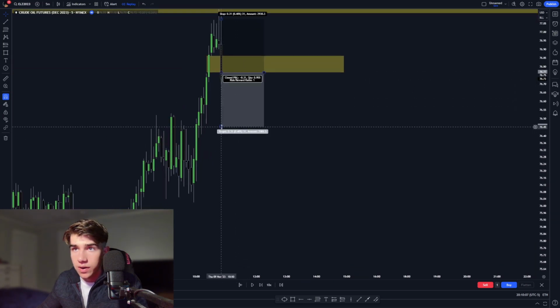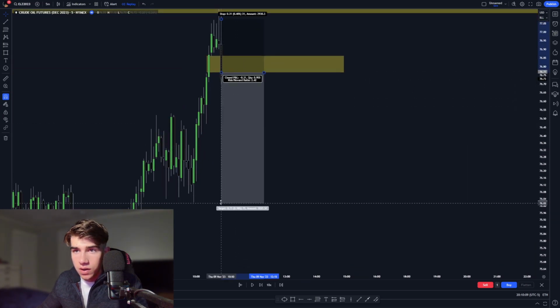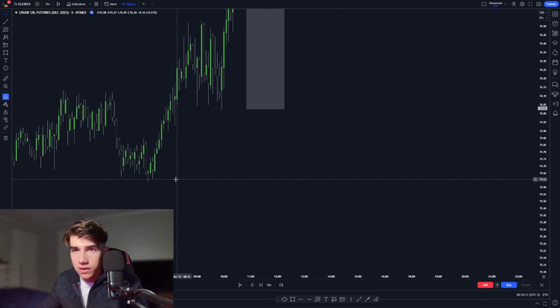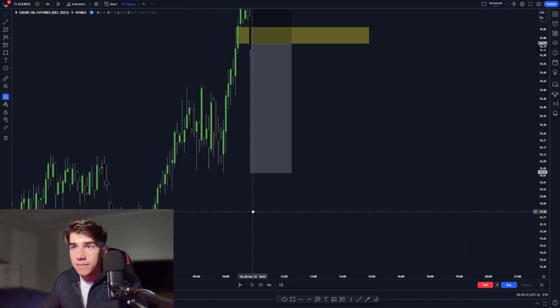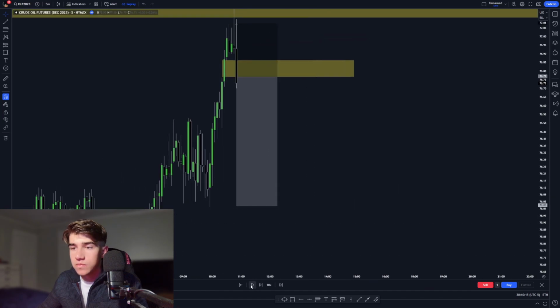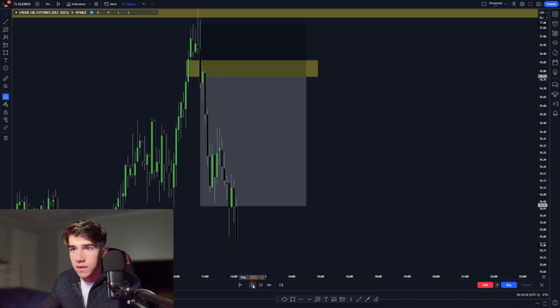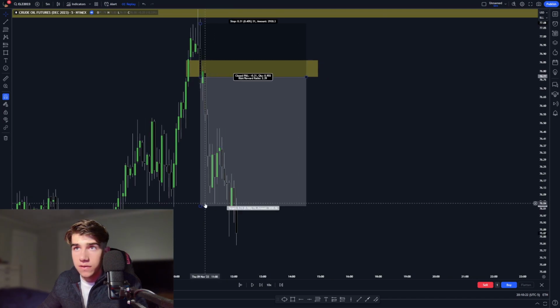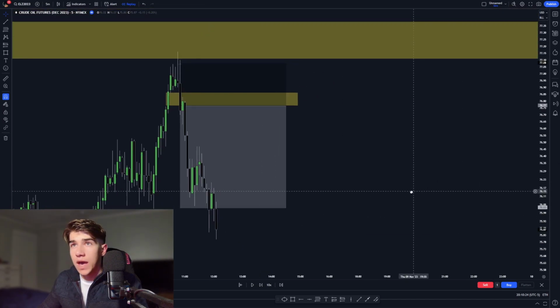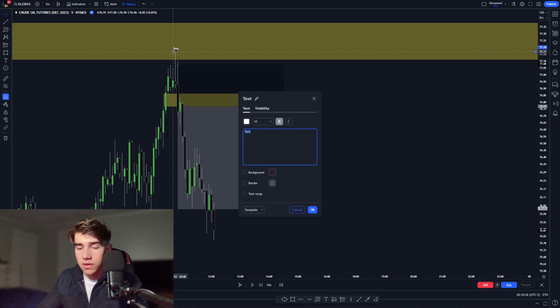okay? Targeting liquidity. I targeted this low. Looking back at it, I should have targeted this low, but I did not. I targeted this one, right? And what ended up happening, we hit TP fairly fast, right? Again, very simple. This is the most simple it's going to get.